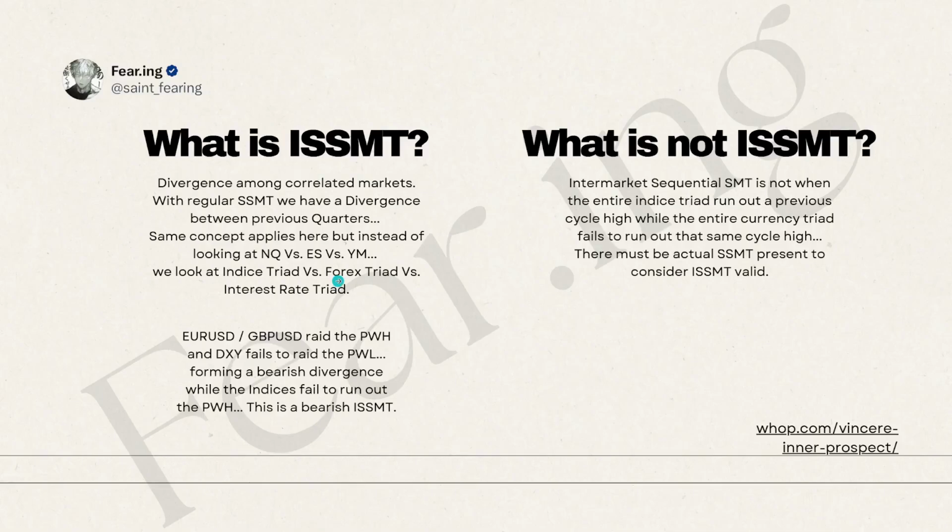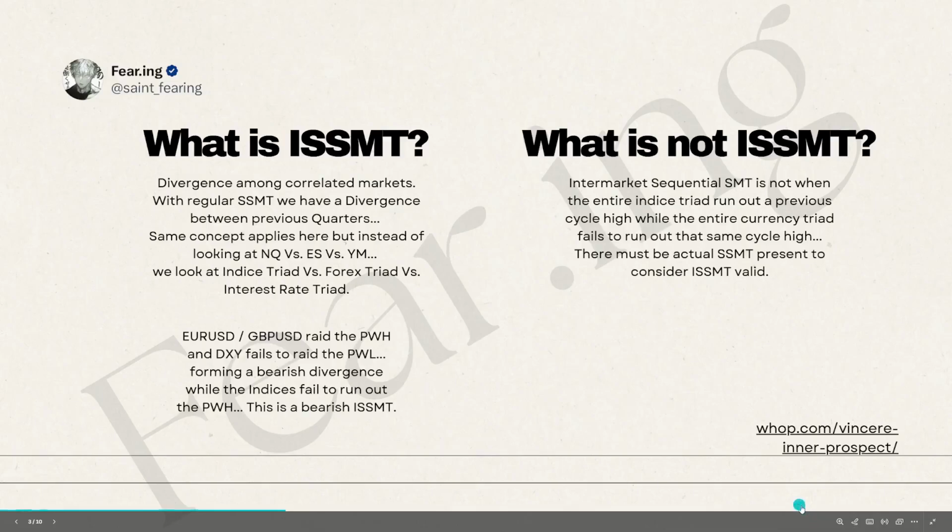But when it comes to index triad, like I said, it is NQ, ES, YM, and Forex triad, aka our currency triad, is Euro USD, GBP USD, which is the pounds, and DXY, which is your dollar index. An example of this would be if Euro USD slash GBP USD raids the previous high and DXY fails to. So we have regular sequential SMT there. However, it becomes intermarket when the indices fail to run out the previous high.